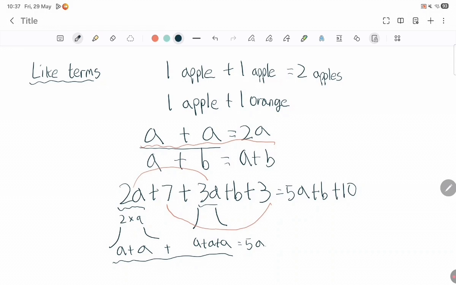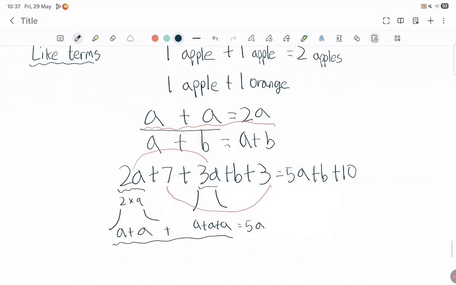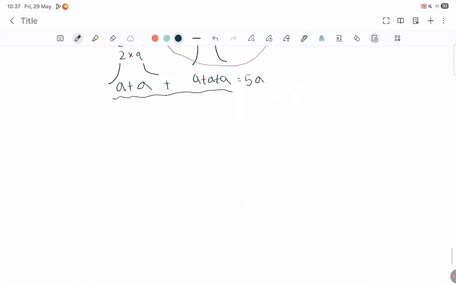But you might be confused about the power. When we talk about like terms, they have to be the same variable, but also raised to the same power. Let's say a squared plus a plus 3a squared plus 4a.